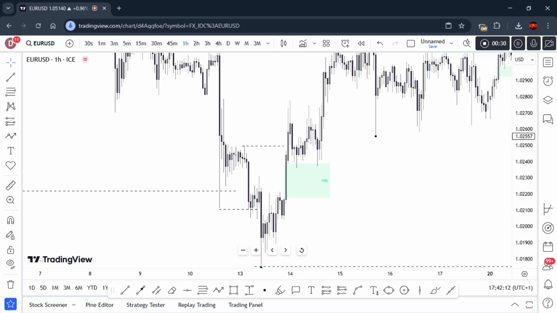But you should have it at the back of your mind that once that break of structure happens, the continuation objective has been fulfilled. The next phase now is a pullback. Just have it at the back of your mind: the next phase after a break of structure is a pullback. So what you should be looking at is for price to change.